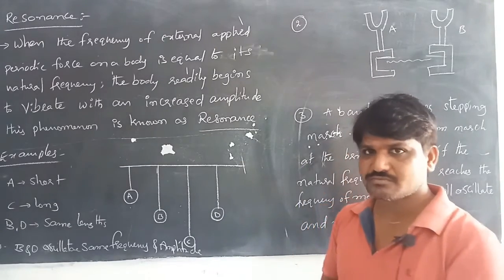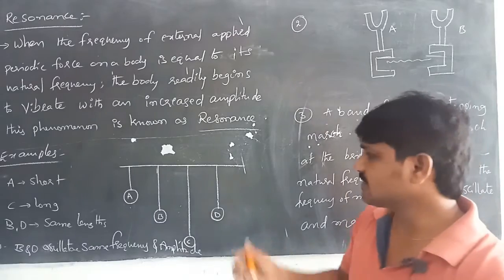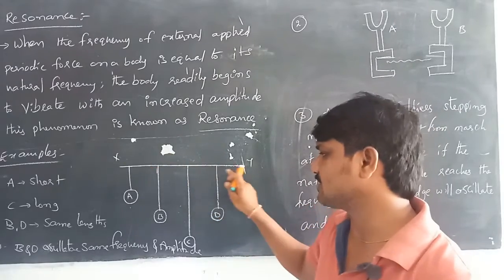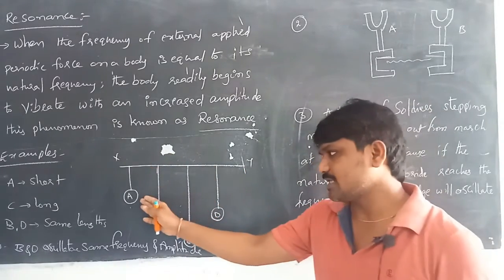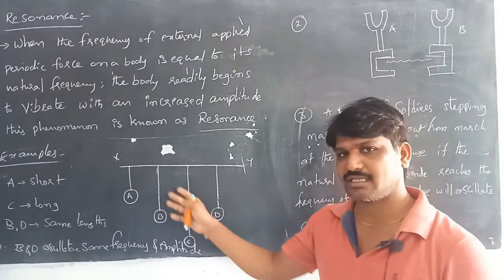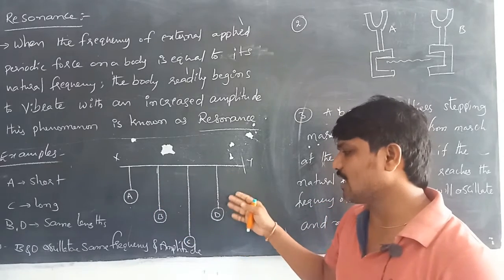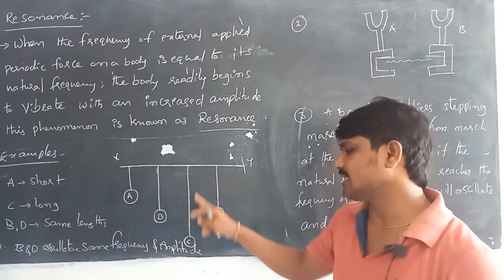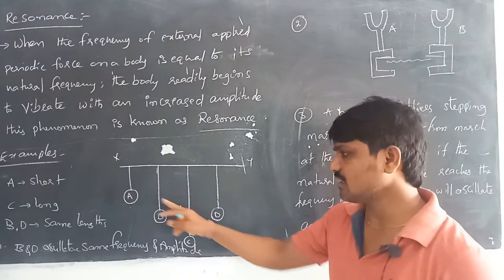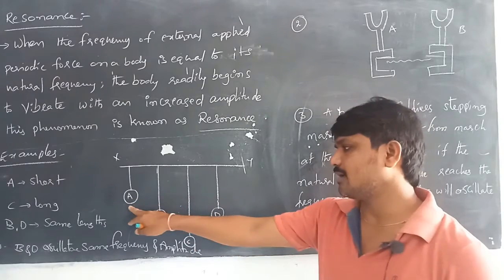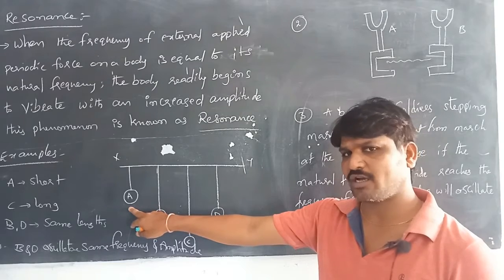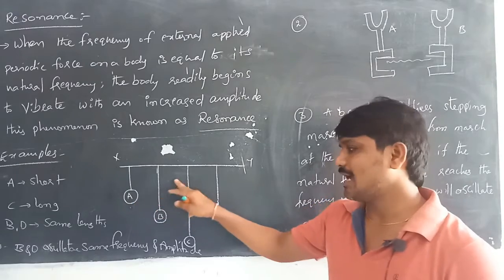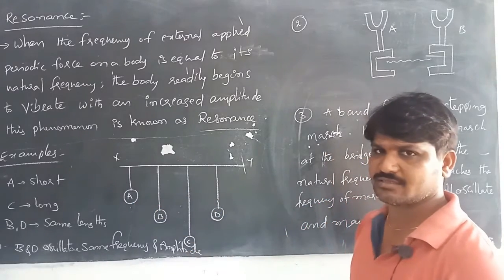For example, take four pendulums with a fixed support, x and y. Pendulum A is very short compared to the others, B and D have the same length and are identical, and C is long. So A is small in length, B and D are the same length and greater than A, and C is greater than all the others.